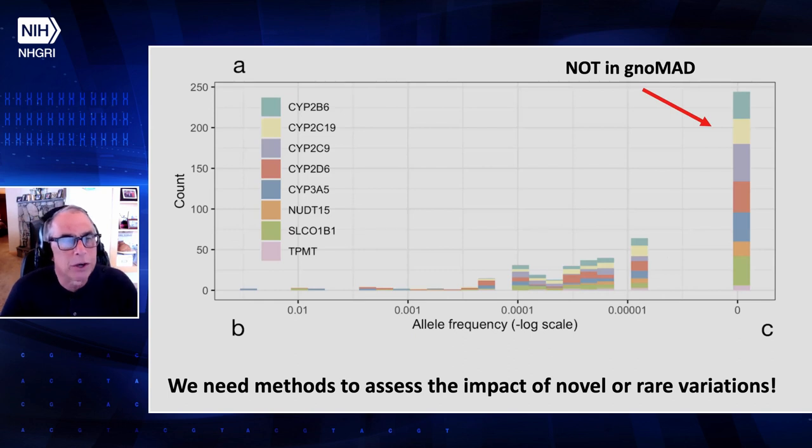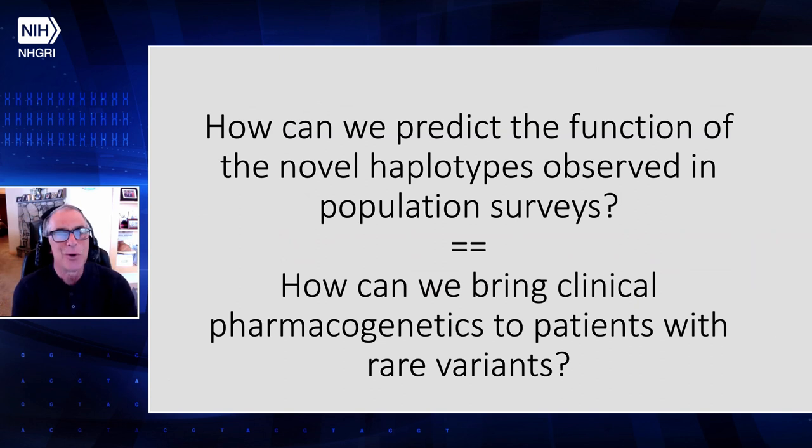So here is just a graphical depiction of the 8 genes that we looked at, their allele frequencies. And on the far right, you can see a huge number that simply haven't been seen before. And therefore, as pointed out at the bottom of this slide, we have no idea what they mean for CYP2D6 function. And therefore, in the setting of codeine, we would have no idea if we should use this drug or not based on the pharmacogenomic background. So that's what I wanted to talk about today, which is how can we predict the function of these rare or novel haplotypes that are observed in population surveys so that we can bring pharmacogenetics to all patients.